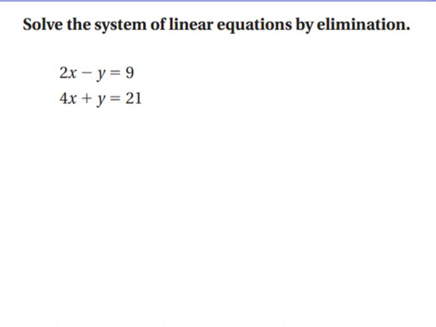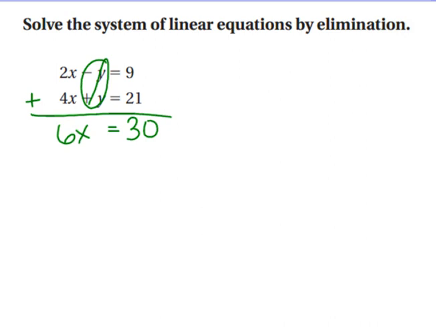All right, another example like that. I can see that negative 1y and positive 1y will cancel. So again, I can just add those two equations together. 2x plus 4x is 6x. 9 plus 21 is 30, and then those two cancel out to zero pairs. That's the term that gets eliminated. Okay, divide both sides by 6 to get x equals 5.